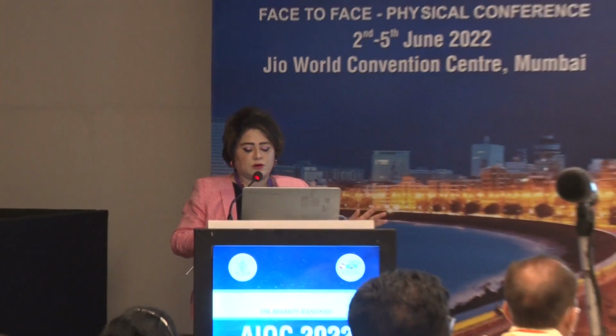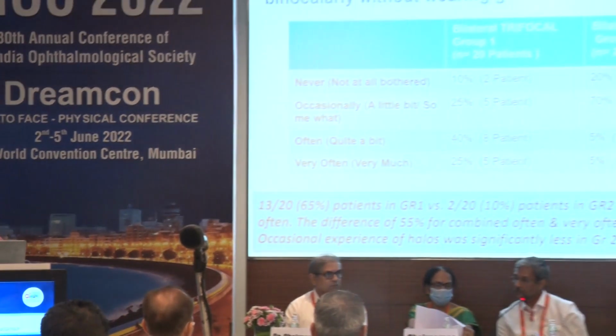13 out of 20, 65% of patients in group 1 versus 2 out of 20, 10% of patients in group 2 experienced halos often and very often. The difference of 55% for combined often and very often is significant, P 0.0004. Occasional experience of halo was significantly less in group 2, meaning halo occurrence was significantly less in group 2.